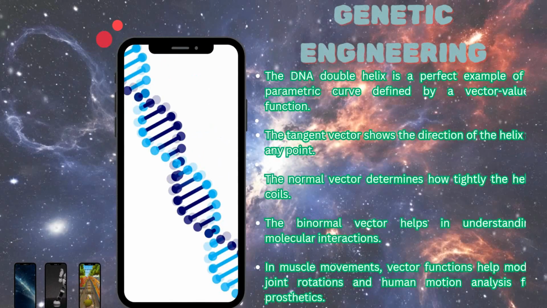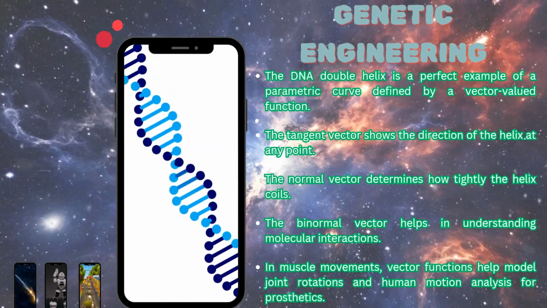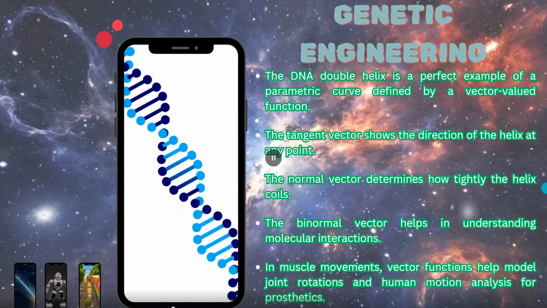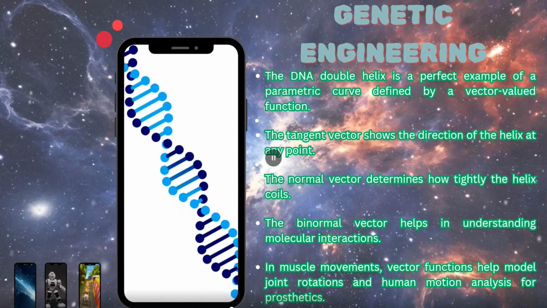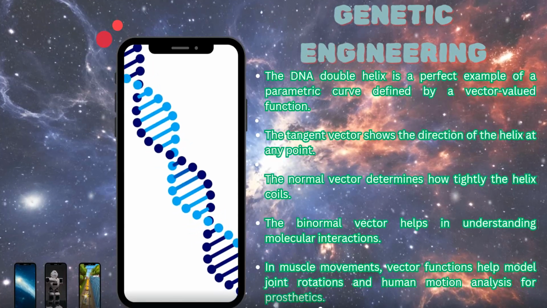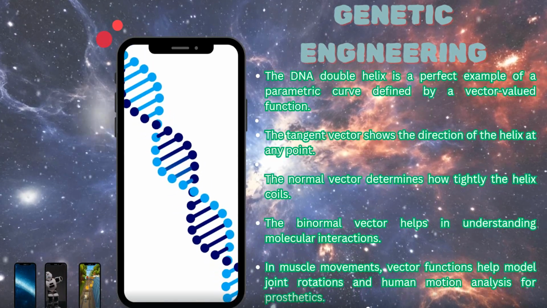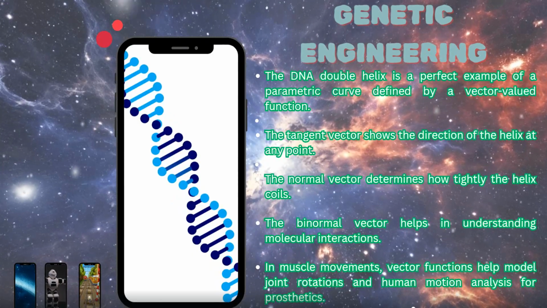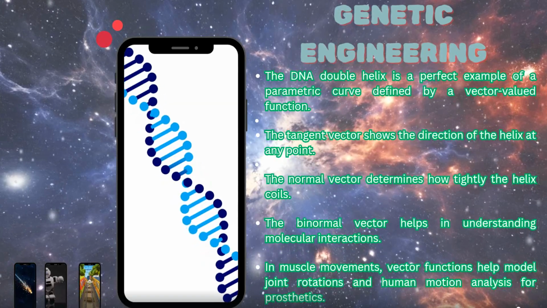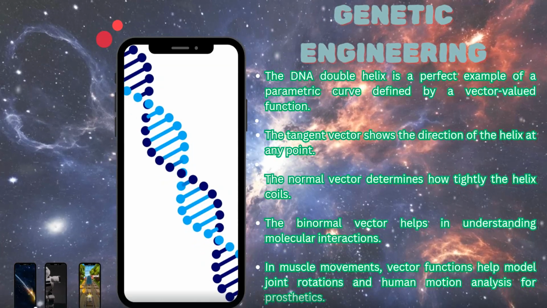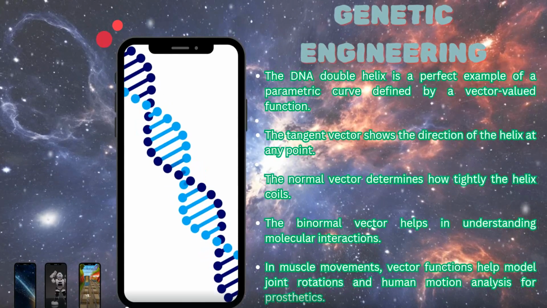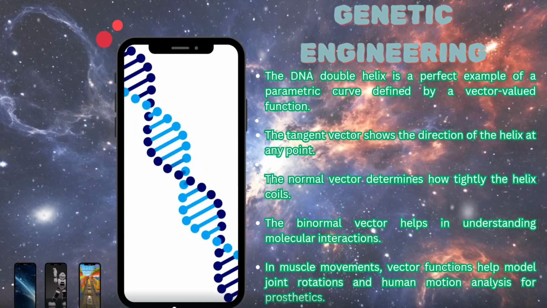Finally, genetic engineering field. The DNA double helix is a perfect example of a parametric curve defined by a vector-valued function. The tangent vector shows the direction of the helix at any point. The normal vector determines how tightly the helix coils. The binormal vector helps in understanding molecular interactions. In muscle movements, vector functions help model joint rotations and human motion analysis for prosthetics.